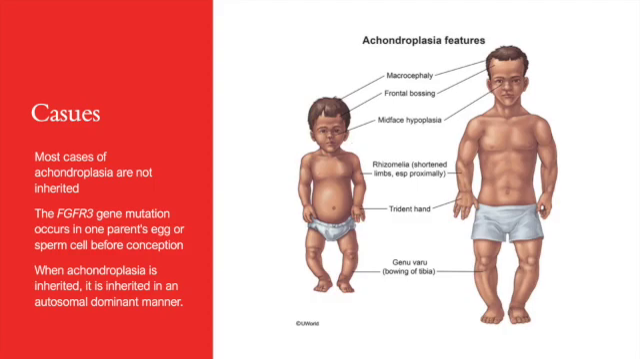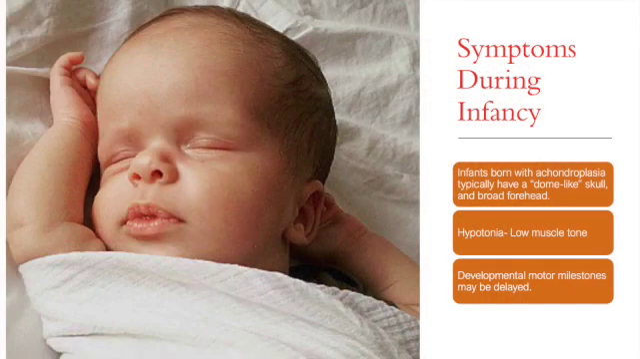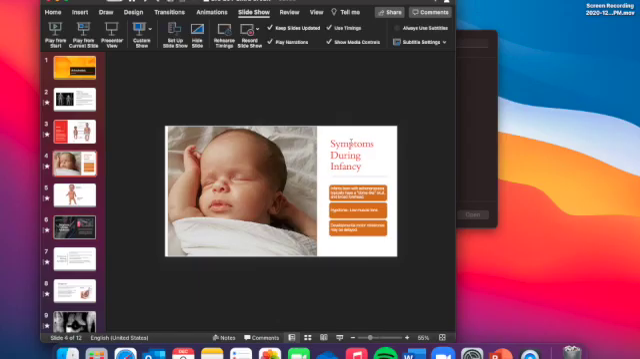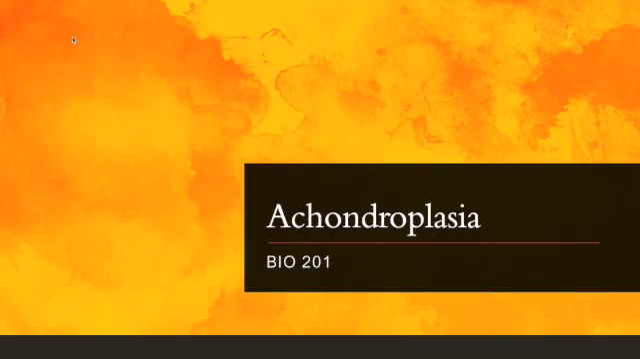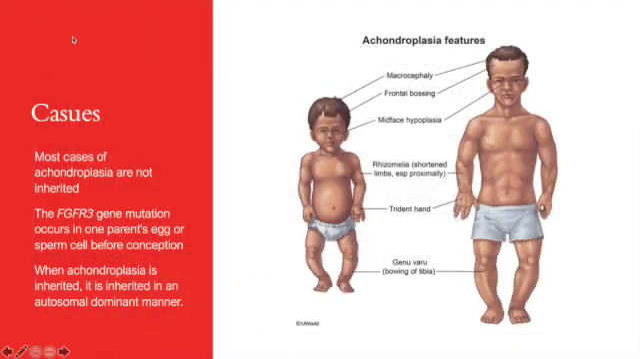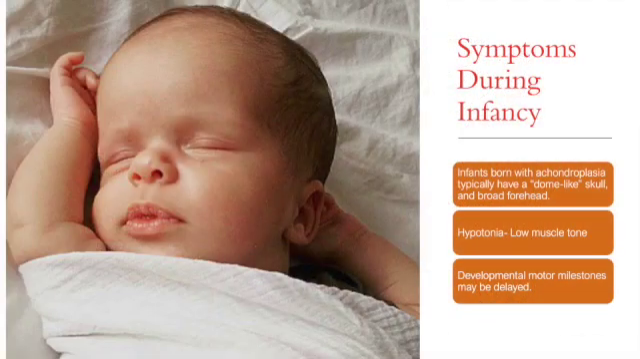Some symptoms during infancy include low muscle tone, and also developmental motor milestones can be delayed. Here we can see an image of a baby with the symptoms that we described, which is the dome-like skull and the forehead. And here's another picture also describing the larger forehead in comparison to the rest of the body.